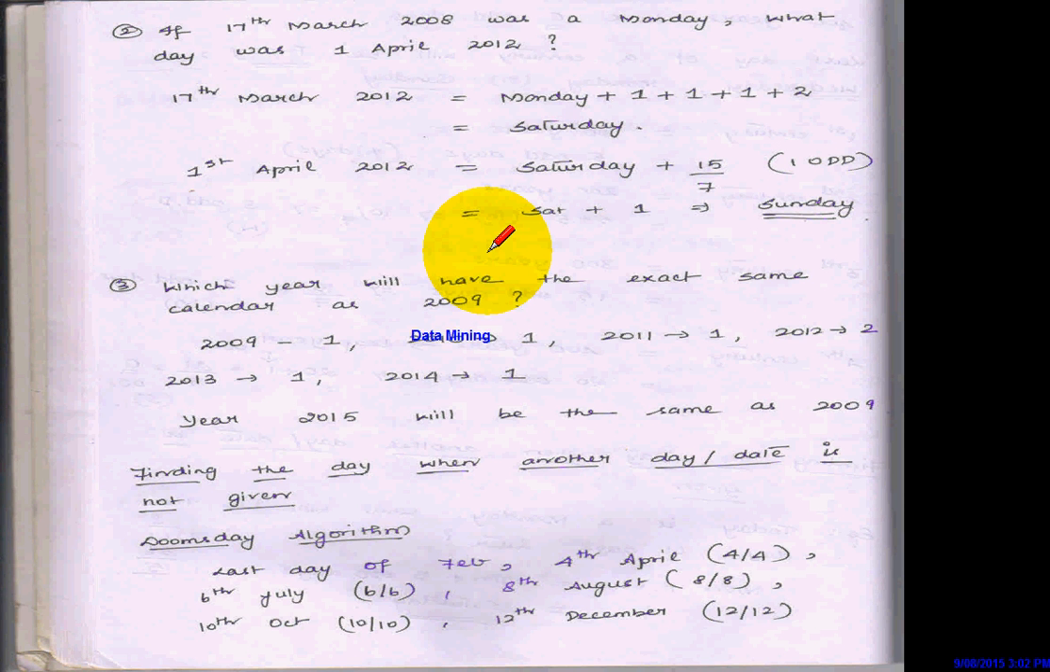Which days are referred to as doomsdays? You have to remember this. The last day of February, 4th April, 6th June, 8th August, 10th October and 12th December. The easier way to remember this is 4/4, 6/6, 8/8, 10/10, 12/12. These days are doomsdays in any year. Once you calculate the doomsday, from that we can arrive at the particular day for the date mentioned in the problem.